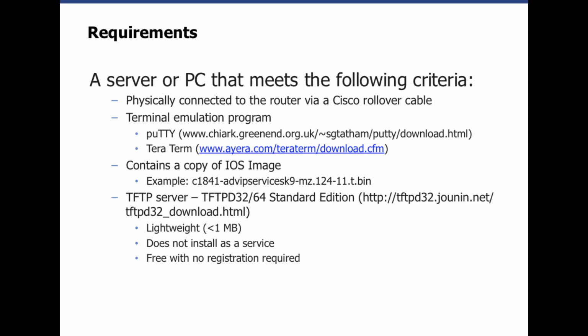Now we need a few things here. Some of these we already have. We need a server or PC that is physically connected to the router via a Cisco rollover cable. We've got that because we were able to go in and actually see the ROMMON prompt. We need a terminal emulation program so that we can actually interface with that console connection. In our case, we are going to use PuTTY.